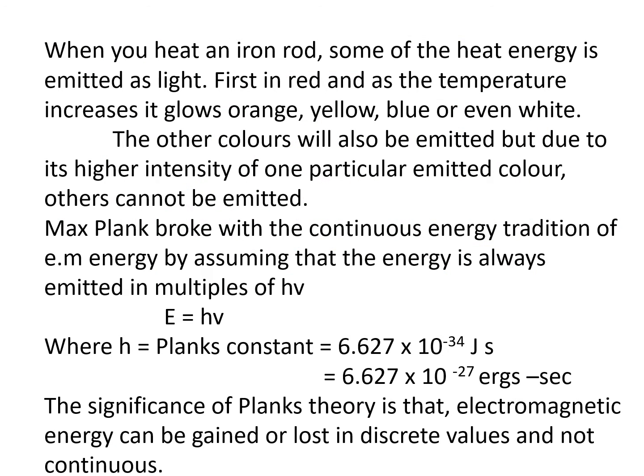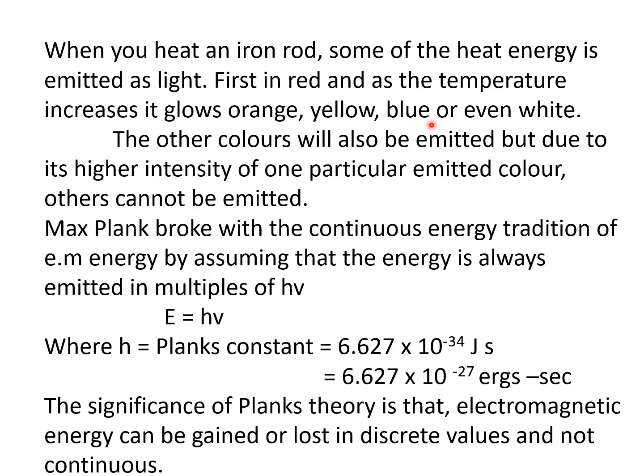Before going to learn about the reason for producing different types of spectrum, just imagine that an iron rod is heated. Then some of the heat energy is emitted as light. You must have seen that when an iron rod or some metal is heated, slowly it becomes hot. So it releases heat energy, and this heat energy is emitted as light. This is seen first in red color, and as the temperature increases, it glows orange, slowly yellow, blue, or even white color also.